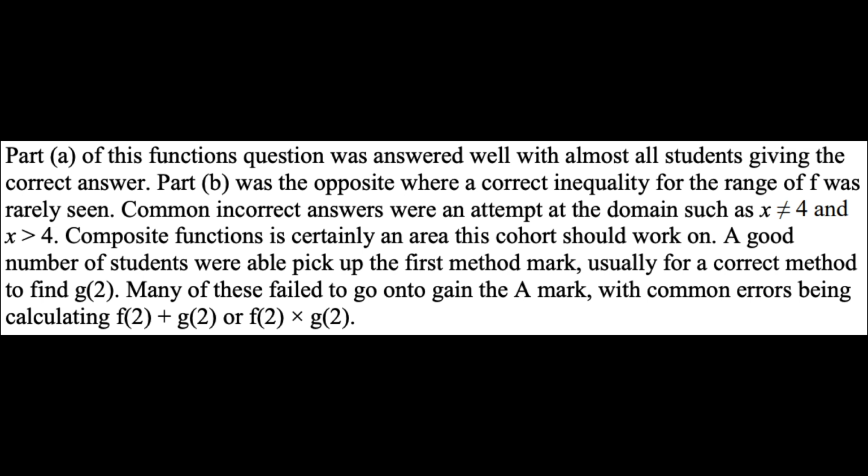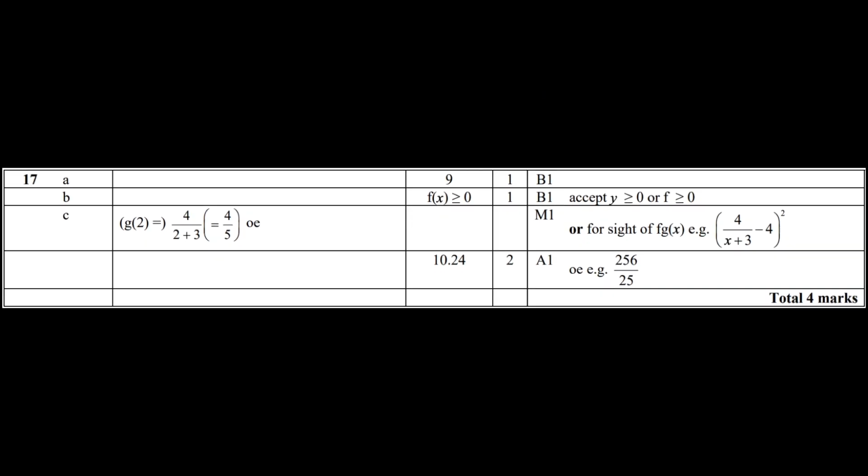Right, everyone seems to be able to do part A and hardly anyone could do the range. So range is the up-downiness of a graph. The best way to get a range is draw a little picture of the graph and then describe what you see. And f of x is always greater than or equal to 0. And the last part, get it in the right order. Do the g bit first and then the f bit second, and it looks like we've got the right answers. Lovely.